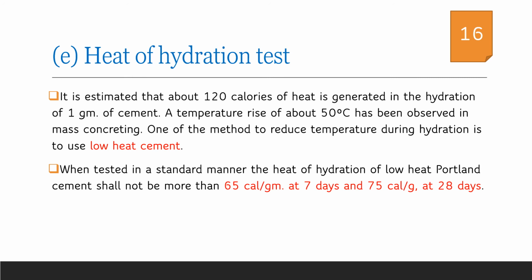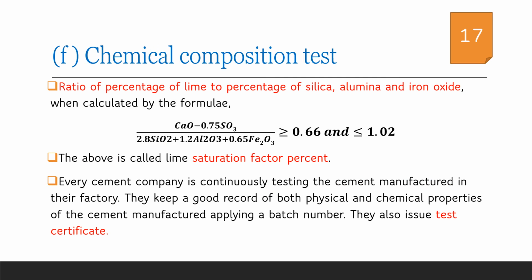When tested in standard manner, the heat of hydration of low heat Portland cement shall not be more than 65 calories per gram at 7 days and 75 calories per gram at 28 days. Coming to the chemical composition test, the ratio of the percentage of lime to the percentage of silica, alumina and iron oxide as shown in the equation is called saturation factor percentage. Its value should be greater than or equal to 0.66 and it should be less than or equal to 1.02.